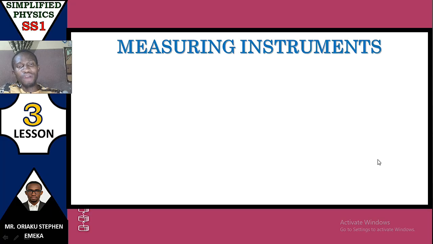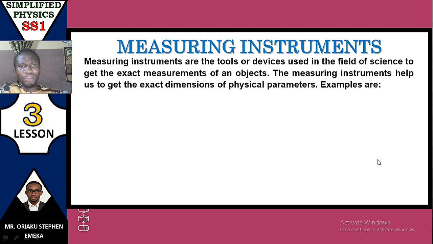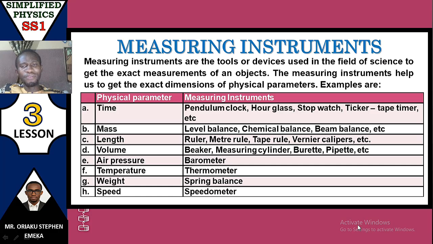So we have other measuring instruments. Measuring instruments are tools or devices used in the field of science to get exact measurement of objects. They help us to get the exact dimension of physical parameters. Examples: for time, we have the pendulum clock, hourglass, stopwatch, ticker tape timer. For mass, as we have said, we have the lever balance, chemical balance, beam balance, etc. For length, we have the ruler, meter rule, tape rule, vernier caliper, micrometer screw gauge, calipers, etc.